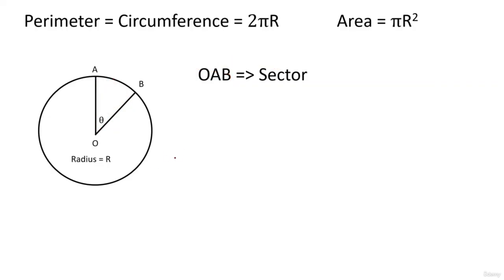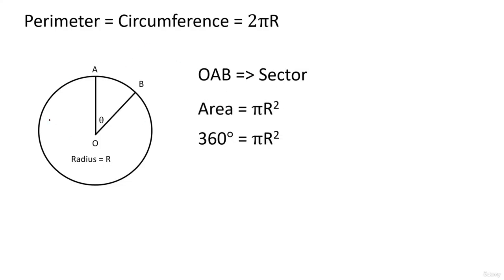Now suppose that this piece of pizza has an angle theta subtended at the center. That means we can say, if this is our minor arc AB, it subtends an angle theta at the center of the circle, right? So the entire circle's area is pi r square, and for the entire circle the measure is 360 degrees. So we can say that for 360 degrees the area is pi r square.